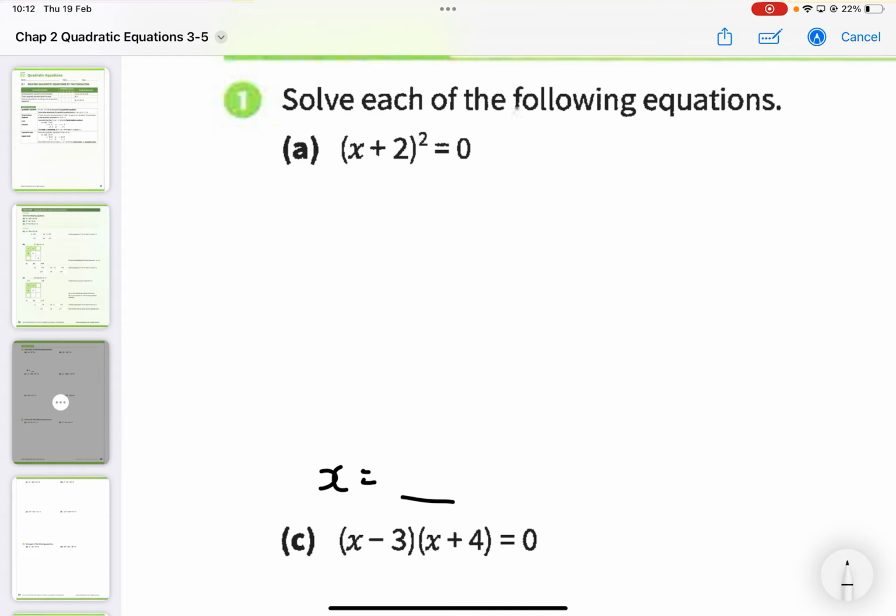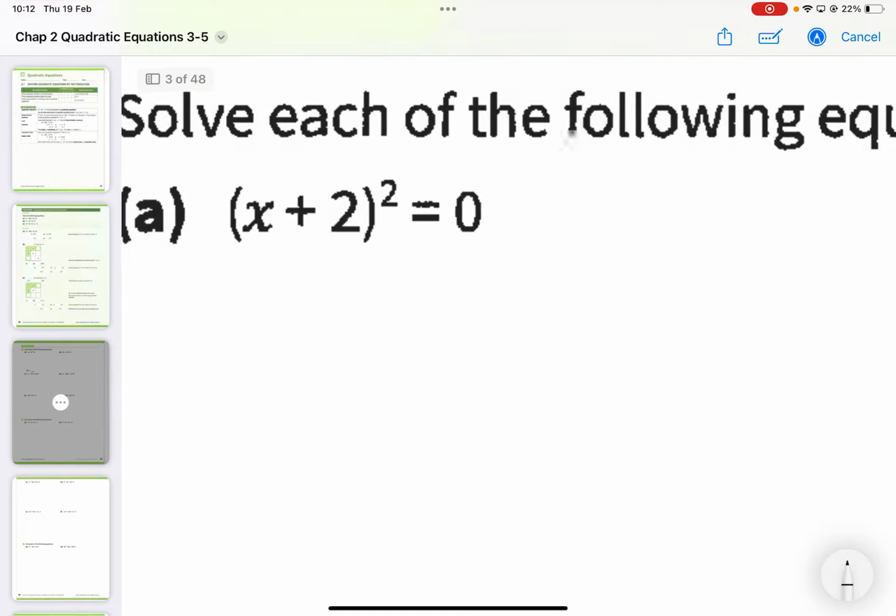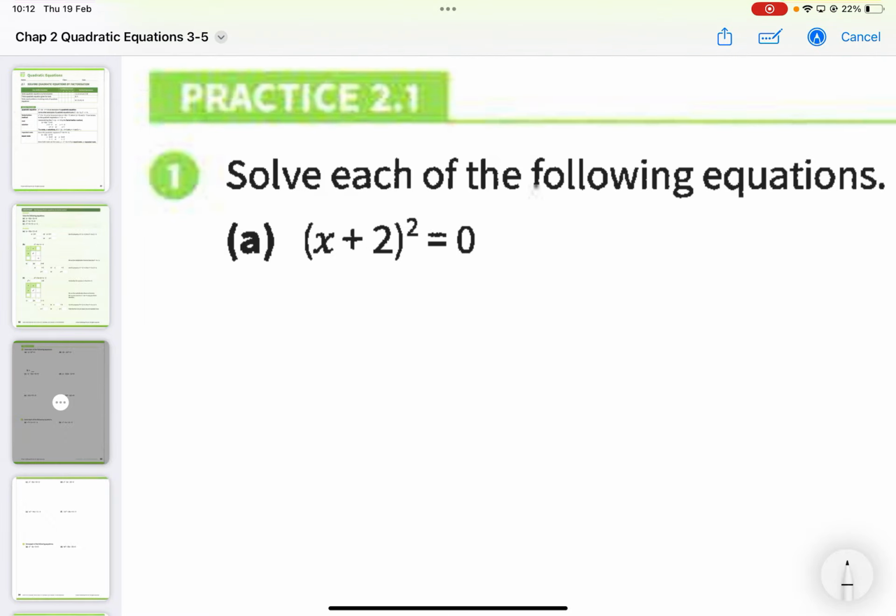X is what? So from here, what this means is the bracket is being squared. So this bracket is multiplied by itself. Square means multiply by itself. So this one is actually x plus 2 multiply x plus 2.